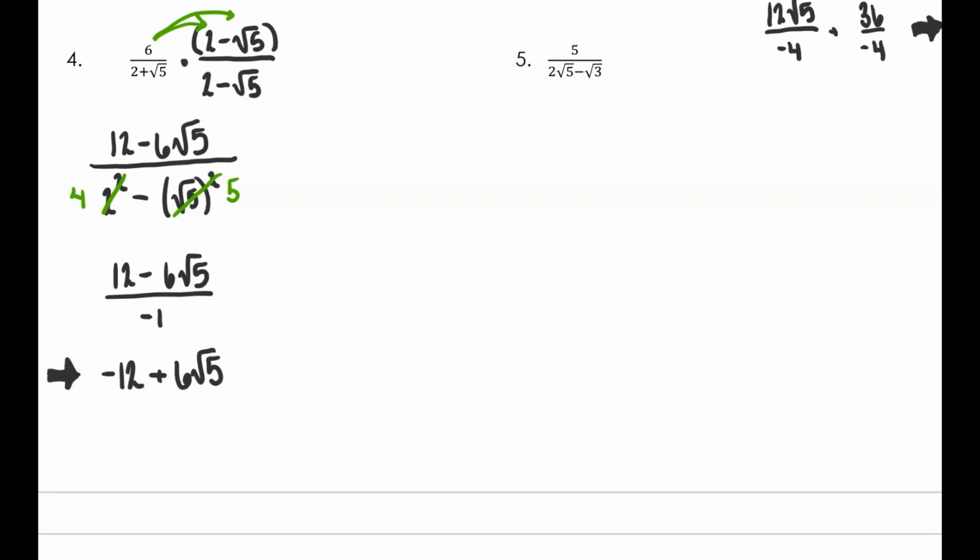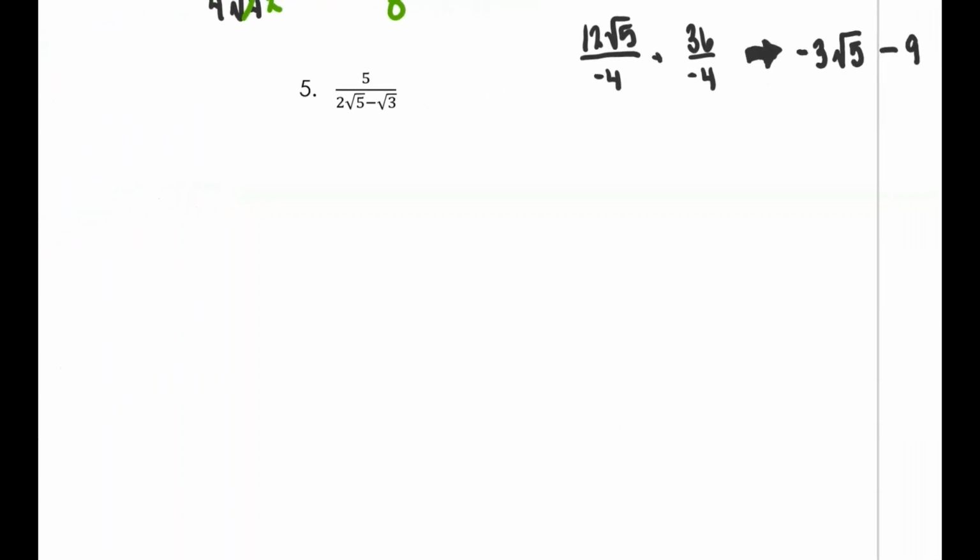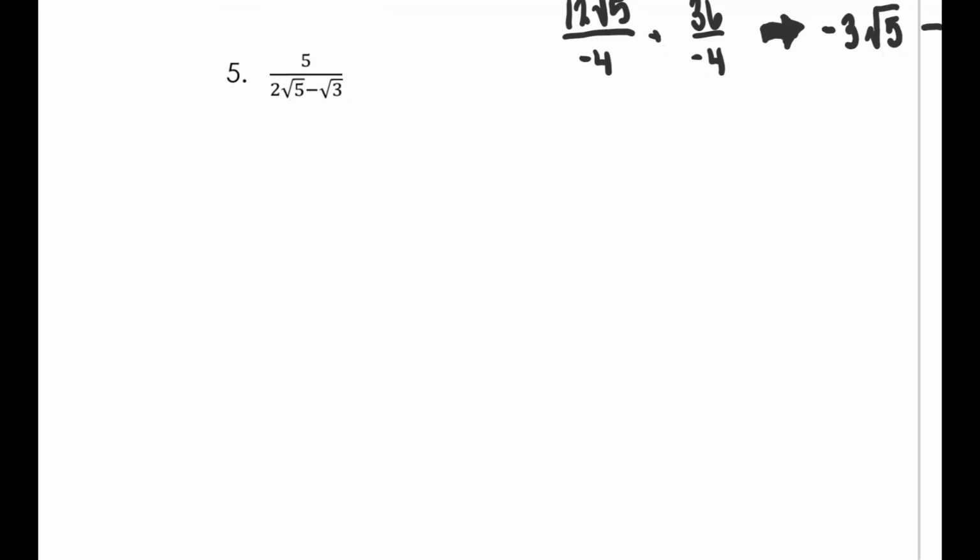All right, now looking at example 5. So example 5 here is a little bit more complicated because we have 2 radicals on this one. Well, the conjugate for this one is going to be 2 root 5 plus root 3. And the simplifying, you just have to be a little bit more careful here with your algebra.